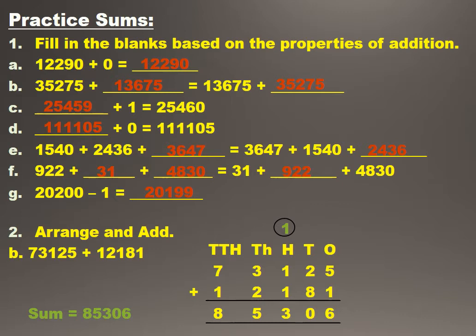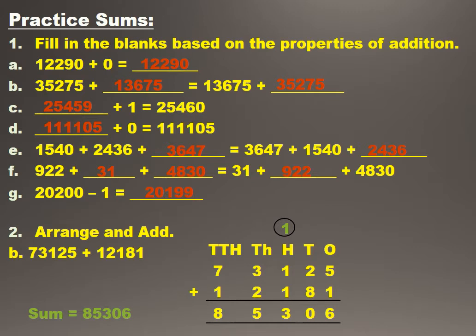E part, that is also from your book. 20,200 minus 1. That gives you what? Obviously, the number before 20,200, and that number is 20,199. Hope it is clear. So, by seeing all these questions, you can easily solve exercise 3.1 in your book.